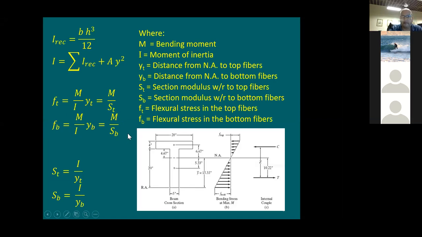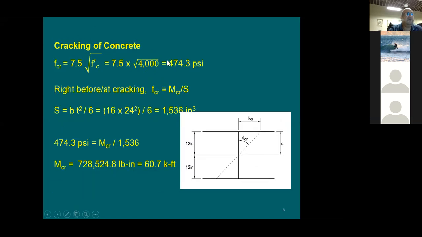Now I understand it. Now, how much is the moment that causes cracking? If you can specify for me the cracking stress, I take this multiplied by S sub B, and it gets to the cracking moment. What's the cracking moment now? It's the moment at which the stress reaches, in this case, 474 psi. Okay, now it makes sense. So how much is the cracking stress again? It's equal to M divided by S.